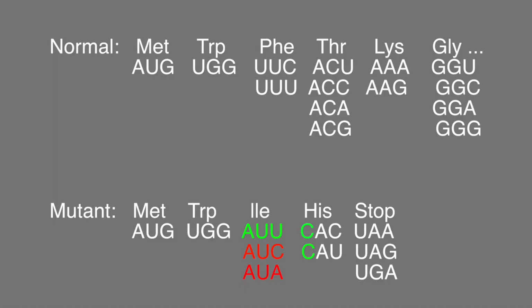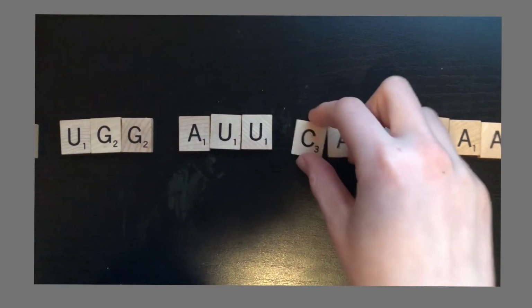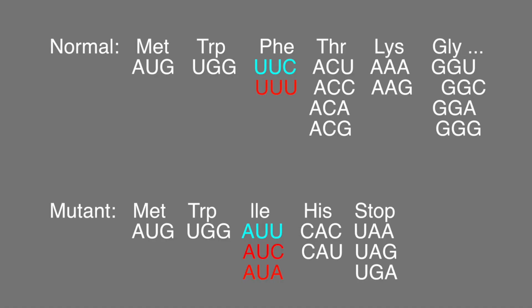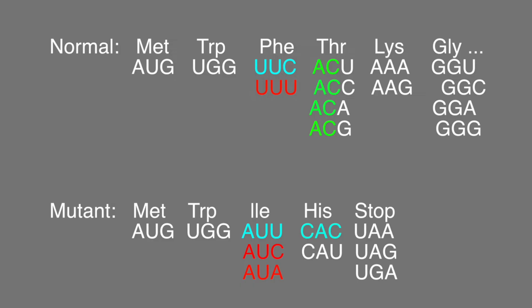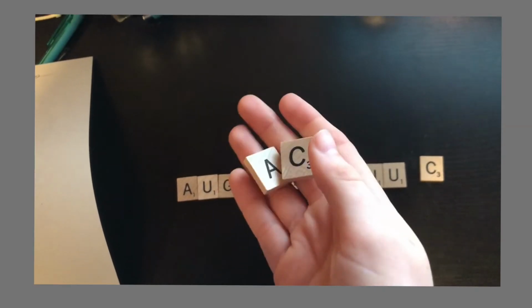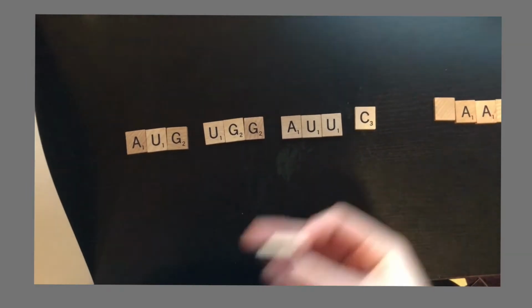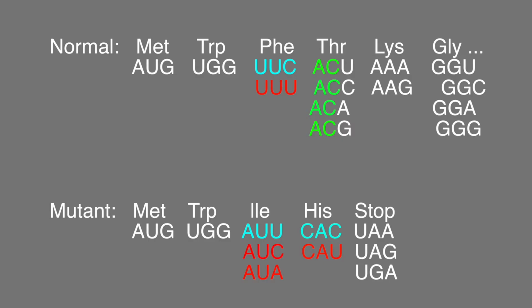When looking at the next amino acid in the mutant strand, histidine, the next codon will have to start with a C. This is possible if the codon for the normal strand for phenylalanine is UUC. In the normal strand, threonine can only have a codon that starts with AC. Because of this, the codon in the mutant strand for histidine has to be CAC.